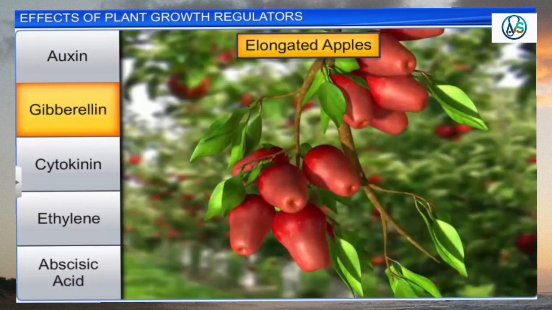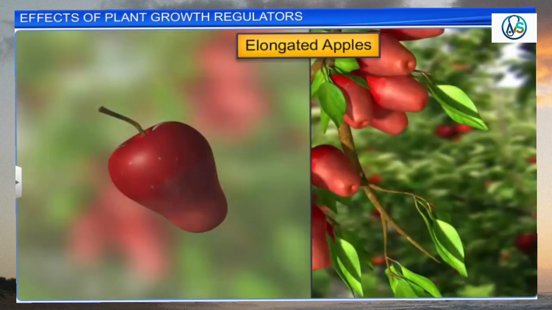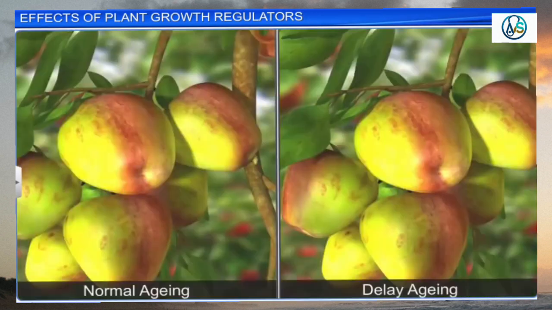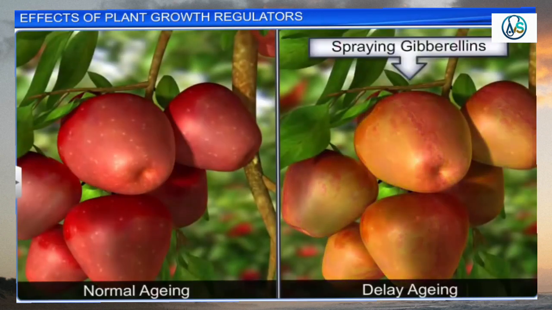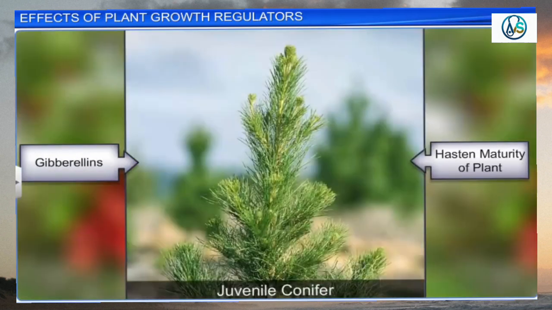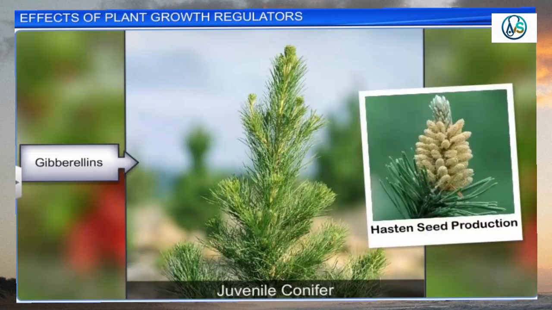Gibberellins also improve the fruit's shape by causing elongation as in apples. They delay senescence or aging of fruit, and are hence used commercially to extend the market period by retaining fruit on trees longer. However, they also hasten the maturity of seeds, and hence are used to obtain early seed production from juvenile conifers.